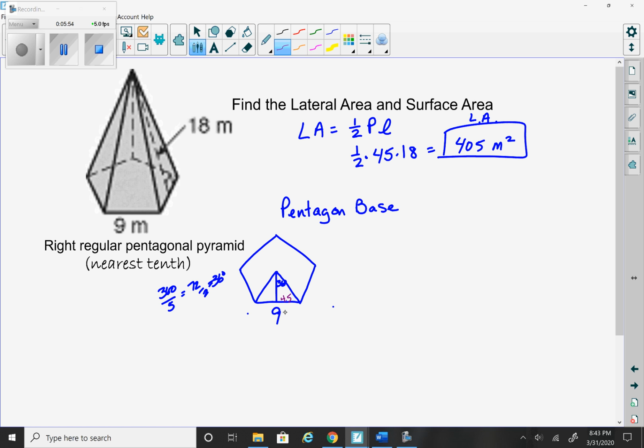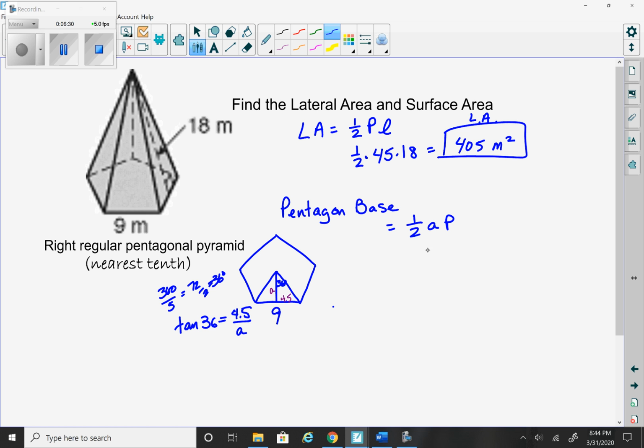So then we know that in our trigonometry, we're trying to solve for the apothem. So we can say opposite over adjacent, that's tangent. So I'm going to say the tangent of 36 is equal to the side opposite, 4.5, over the apothem. So again, this is where I'm going to ask you to pull out your calculator and solve for the apothem. Then remember that the area of a pentagon is 1/2 times the apothem times the perimeter.